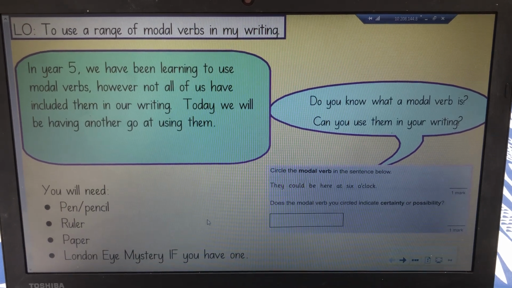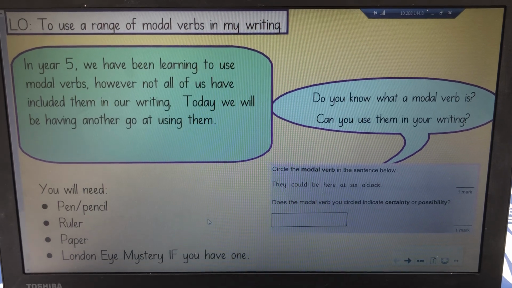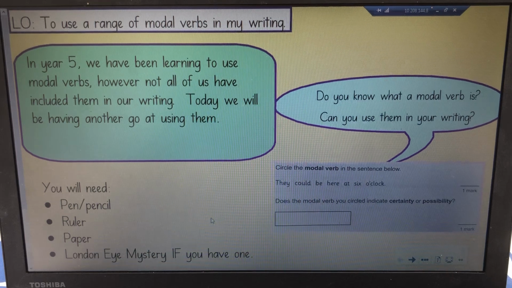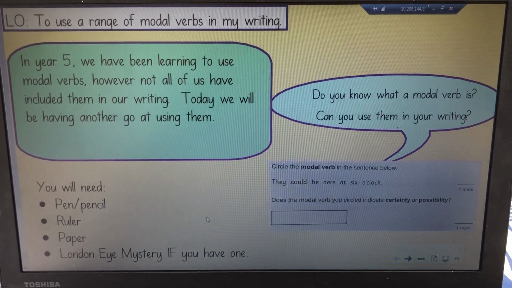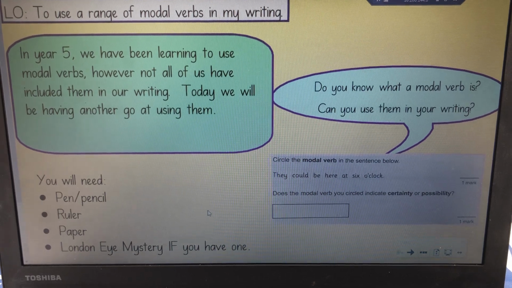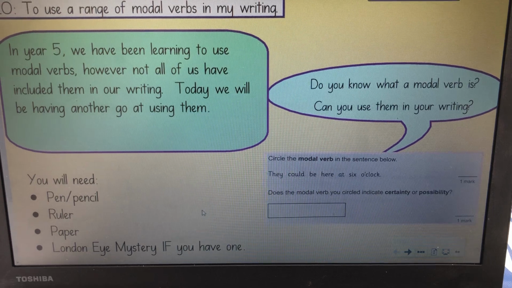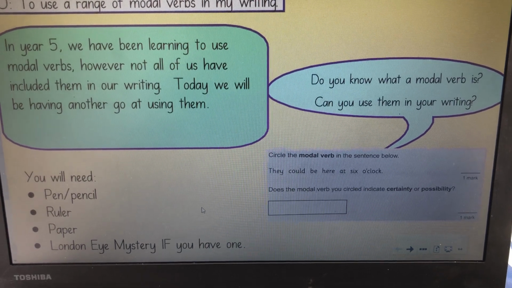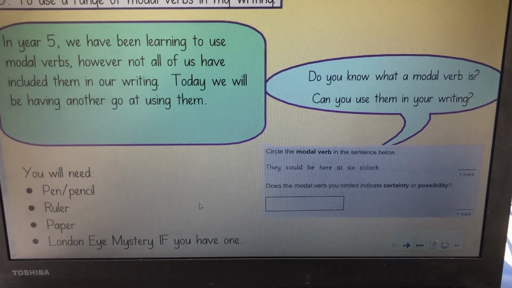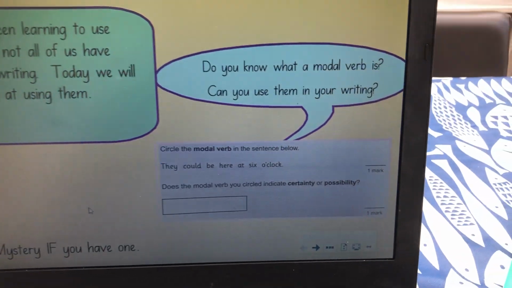So, our learning objective is to use a range of modal verbs in my writing. Now, in Year 5, we have been learning how to use modal verbs. However, not all of us have included them in our most recent newspaper reports. So today we're going to have another go at using them. For this activity, you will just need your writing equipment and a London Eye Mystery if you have one. If you don't have a copy of the book at home, that's fine. You can work from your memory of what we have read in class.